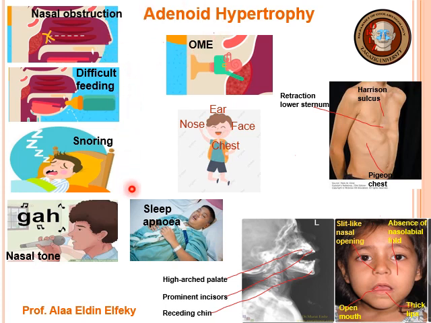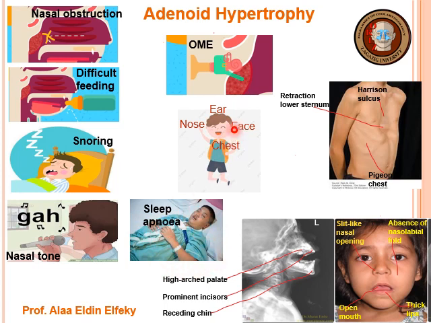First, the nose. What will adenoid hypertrophy cause to the nose? First, nasal obstruction. Second, difficult feeding or suckling, especially in infants. Then snoring due to partial nasal and airway obstruction. Then the nasal tone. This is a type of rhinolalia clausa. And also obstructive sleep apnea.